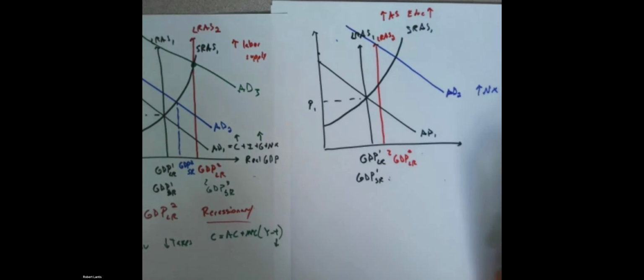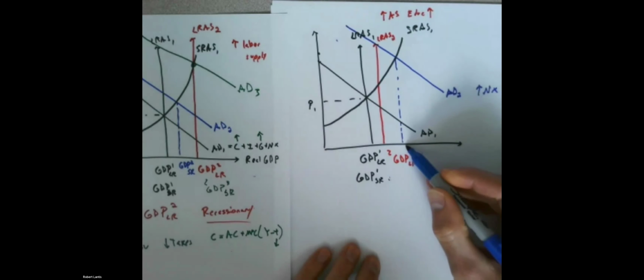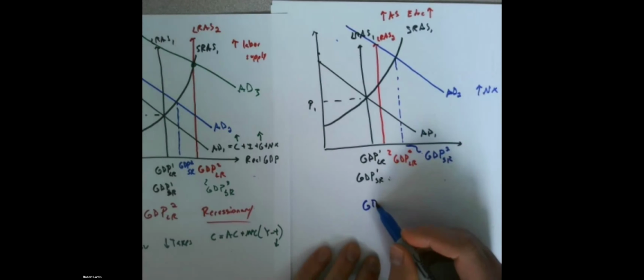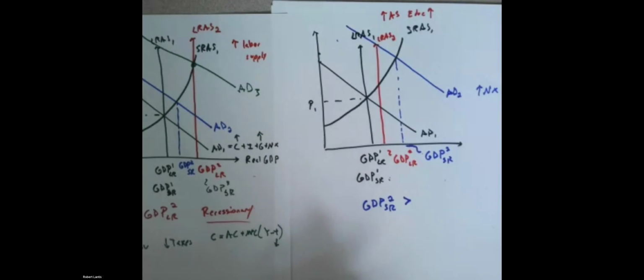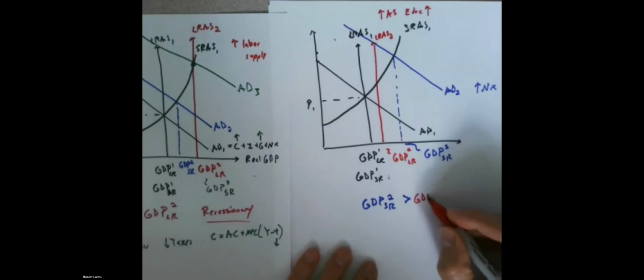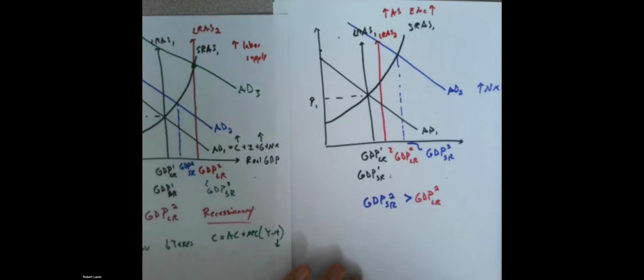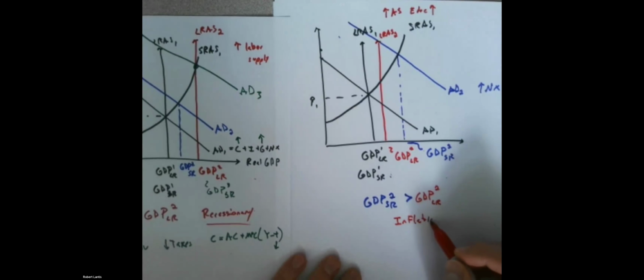If that's the case, where is our new short run GDP? Well, where does aggregate demand hit our short run aggregate supply curve? It's going to be up here. So now we have a scenario where short run GDP is actually greater than our new potential or our long run GDP. If that's the case, GDP is too high. We said we've got an inflationary gap.